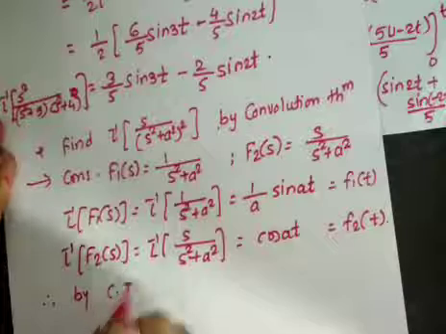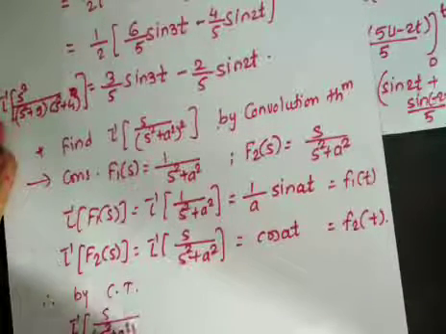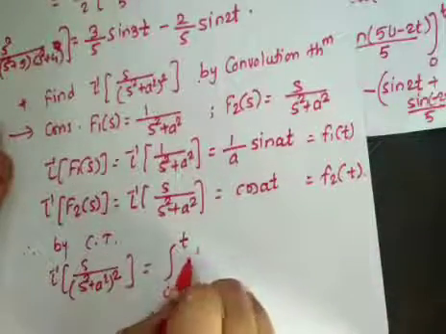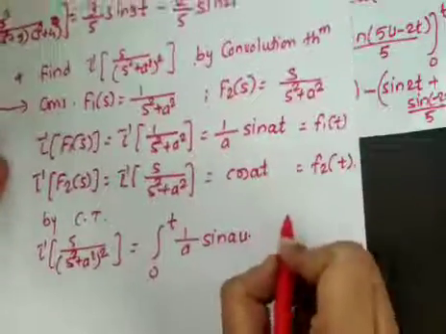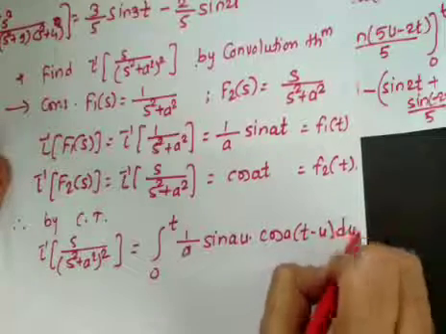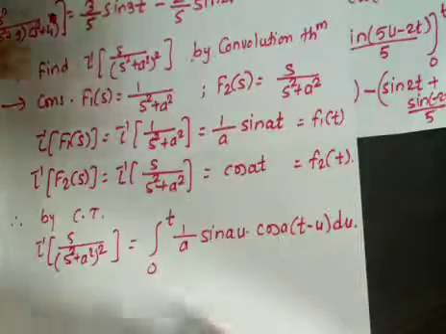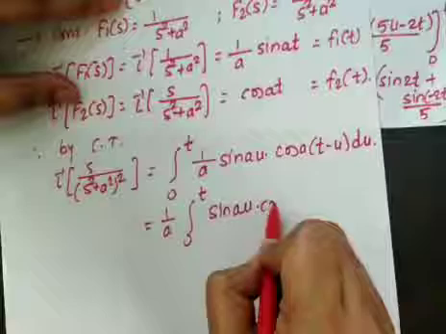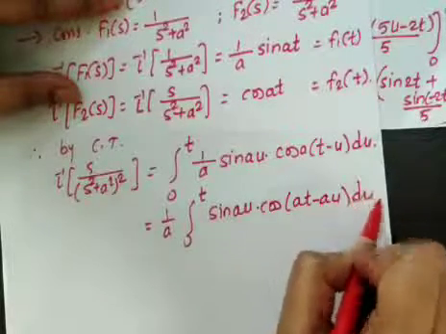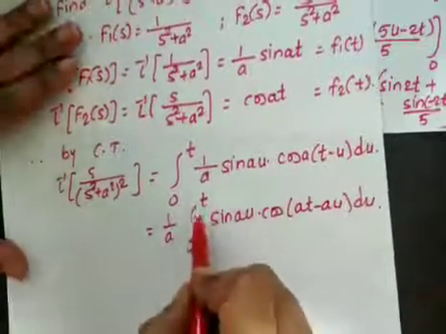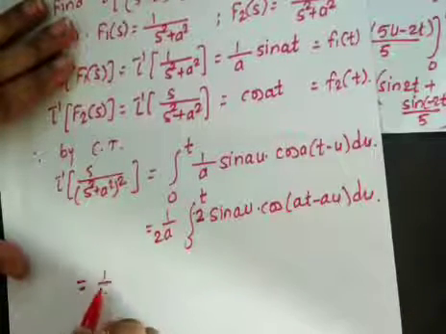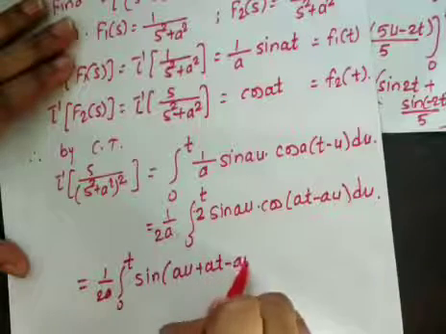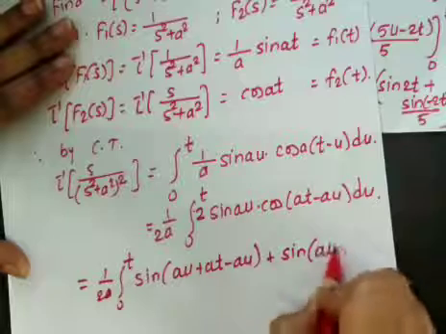Therefore by convolution theorem, Laplace inverse of s upon (s square plus a square) whole square is equal to integration 0 to t f1(u), that is 1 upon a sin au, into f2(t minus u) du. As there is 1 upon a constant, we will take it out, that is 1 upon a integration 0 to t sin au into cos(at minus au) du, and this is of the form sin A cos B. We have a formula for 2 sin A cos B, so multiply and divide by 2. So we get 1 upon 2a integration 0 to t, where sin A cos B is sin(A plus B) plus sin(A minus B), that is sin(au plus at minus au) plus sin(au minus at plus au).